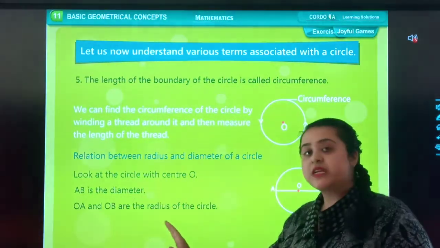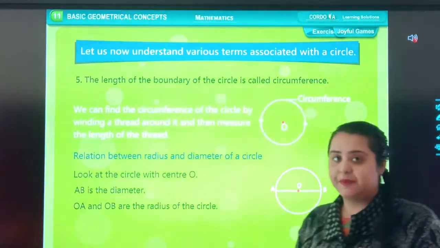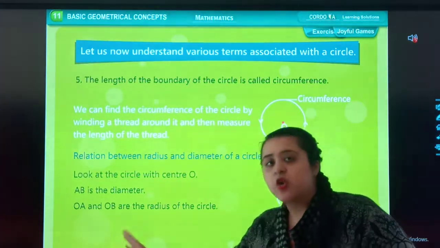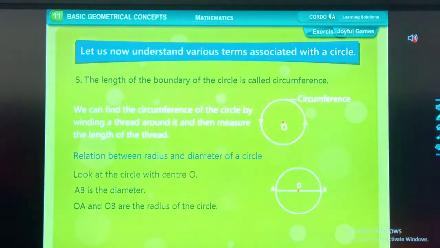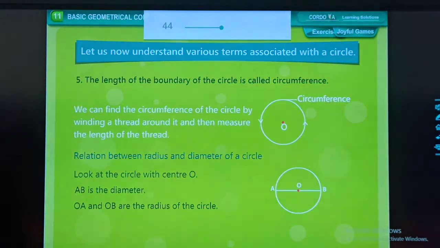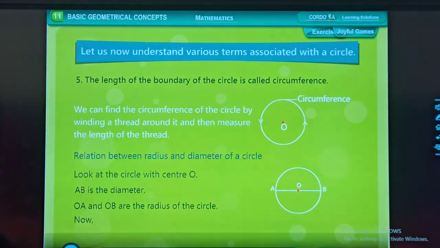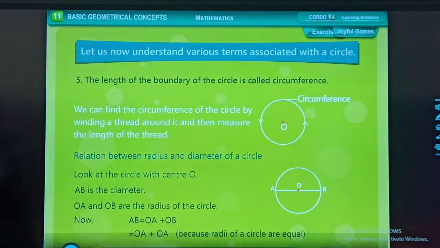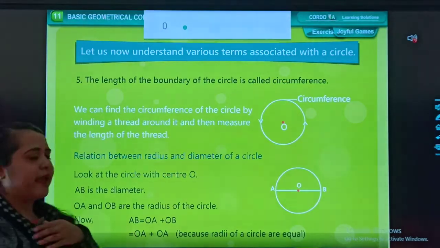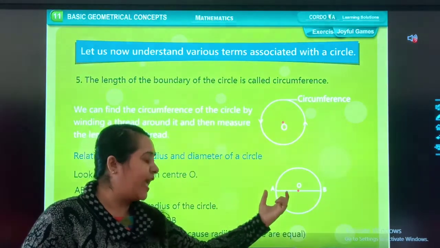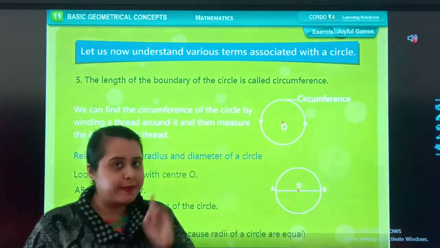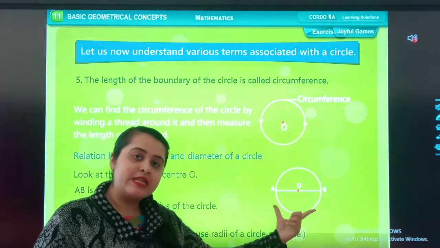So I can say that, look at the circle with center O. AB is the diameter. OA and OB are the radius of the circle. Now, AB is equal to OA plus OB, which is equal to OA plus OA, because radii of the circle are equal. Students, can I say this way that AB equals OA plus OB? I repeat again, AB is the diameter.